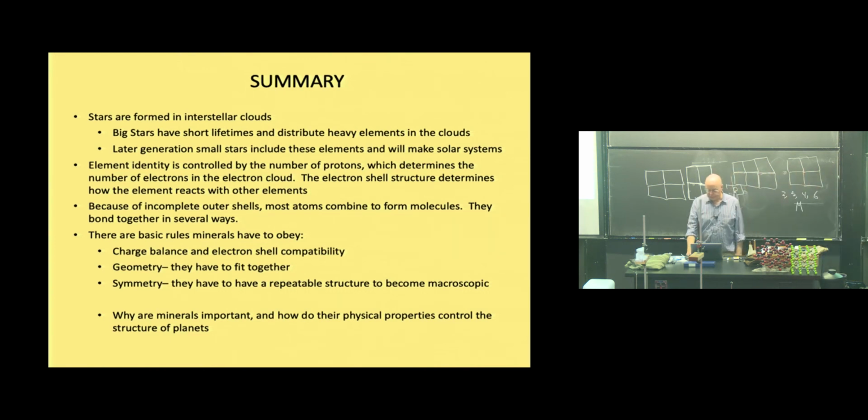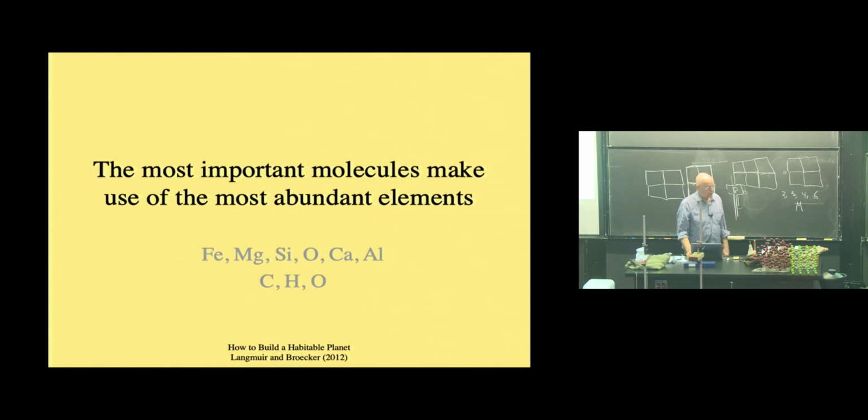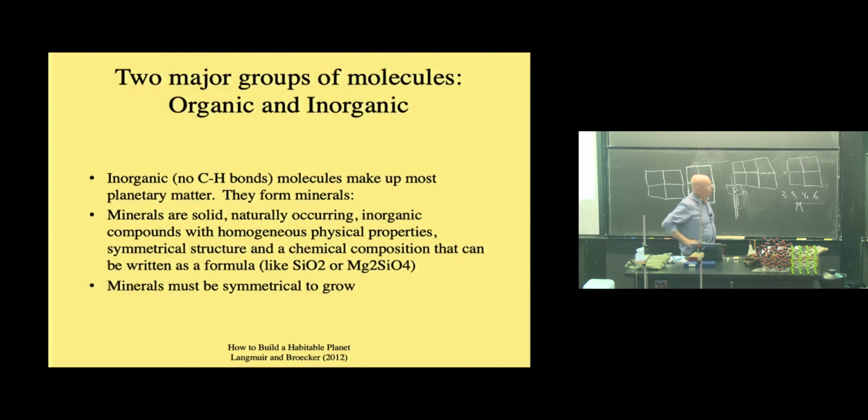So planets are entirely made up of minerals. And the most important minerals make use of these most abundant elements that are made during nucleosynthesis. And you have inorganic molecules, and those are minerals. They have no carbon-hydrogen bonds, and that's the minerals. And you have organic molecules that have carbon-hydrogen bonds. They're going to make life.